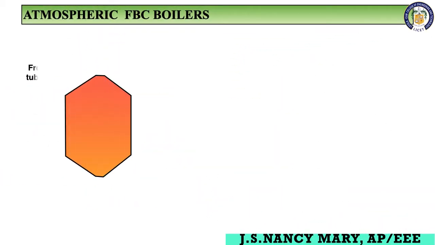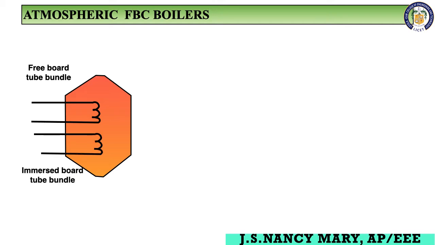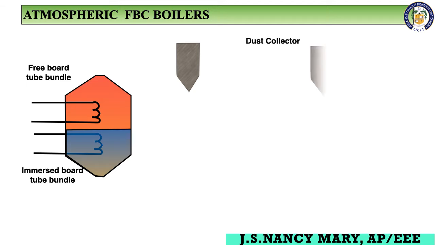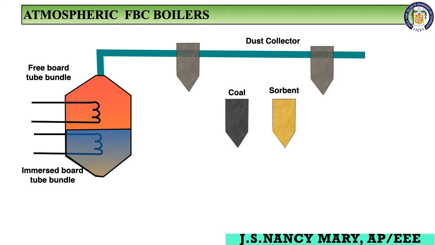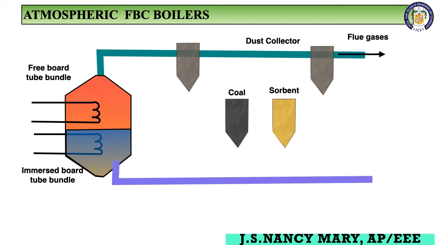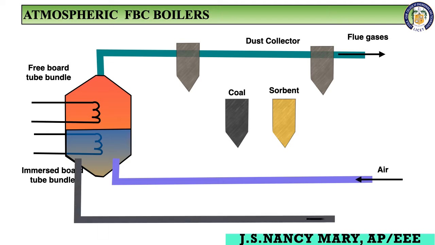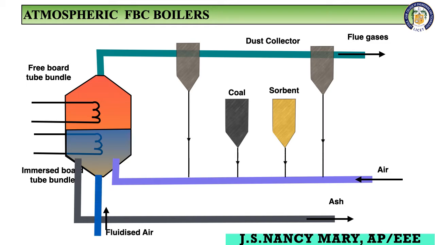Here also we have a freeboard tube bundle and an immersed tube bundle, and then we have the dust collector, the coal storage, and the sorbent. The dust collector collects the dust from the exhaust gas of the boiler. Then we have an air inlet system. Then we have the ash disposal system. So this is regarding atmospheric FBC boilers, that is, fluidized bed combustion.